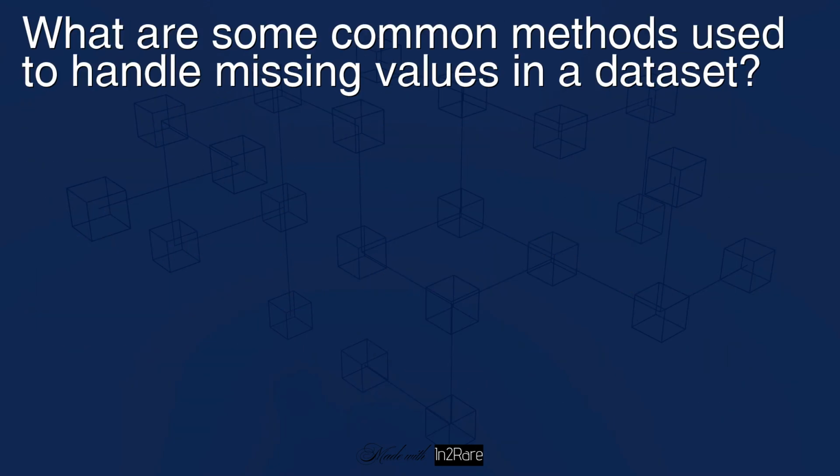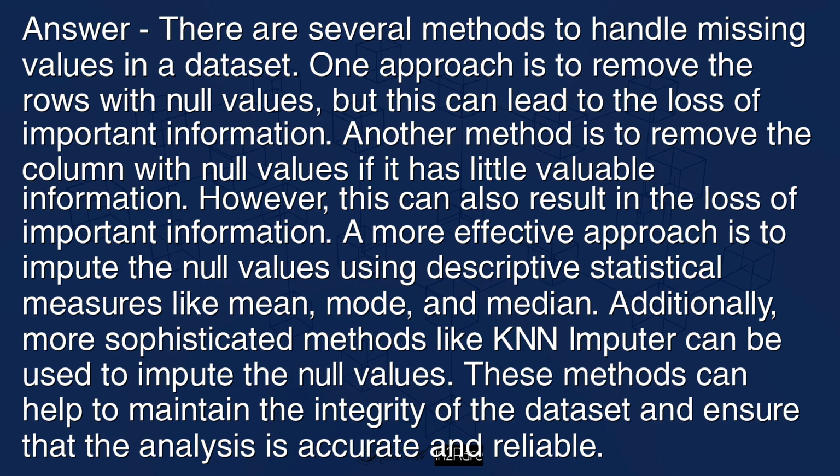What are some common methods used to handle missing values in a dataset? Answer: there are several methods to handle missing values in a dataset. One approach is to remove the rows with null values, but this can lead to the loss of important information. Another method is to remove the column with null values if it has little valuable information. However, this can also result in the loss of important information. A more effective approach is to impute the null values using descriptive statistical measures like mean, mode, and median. Additionally, more sophisticated methods like KNN imputer can be used to impute the null values. These methods can help to maintain the integrity of the dataset and ensure that the analysis is accurate and reliable.